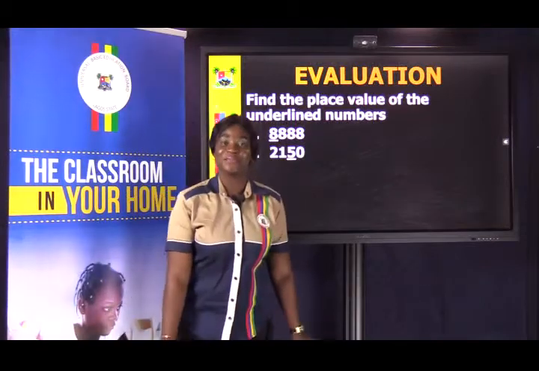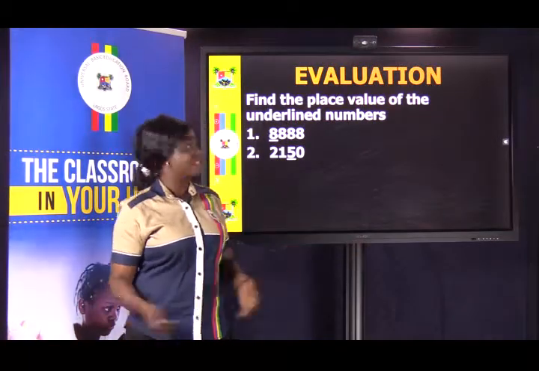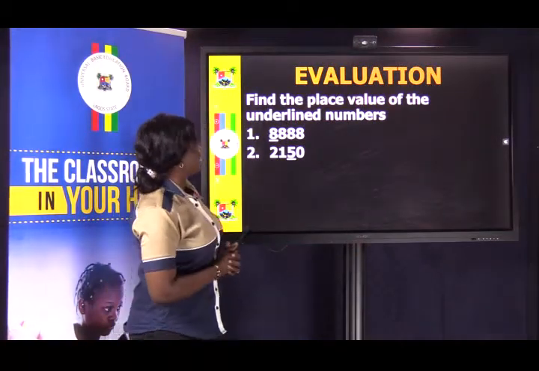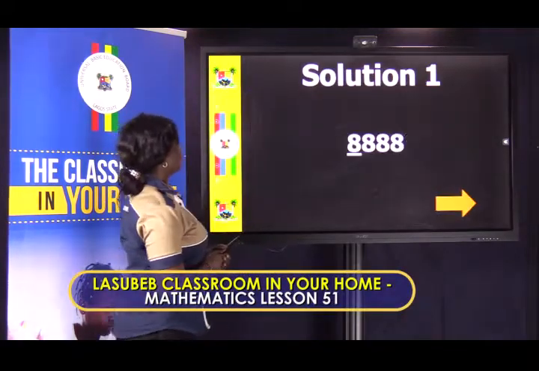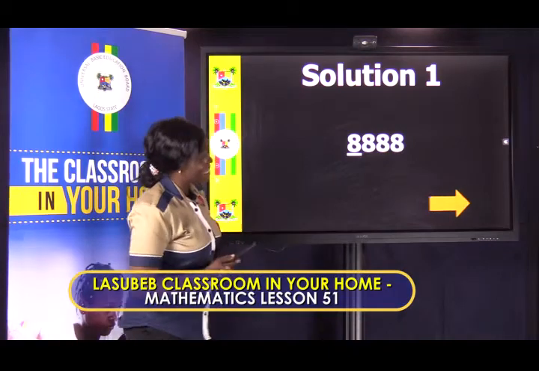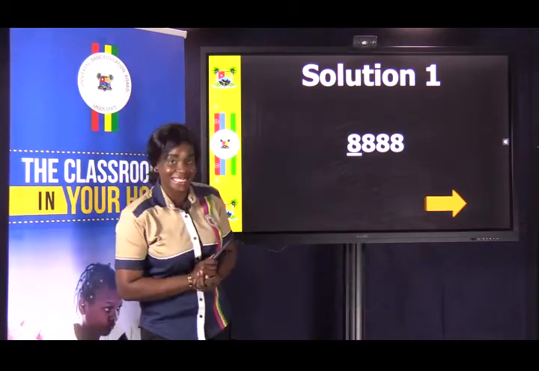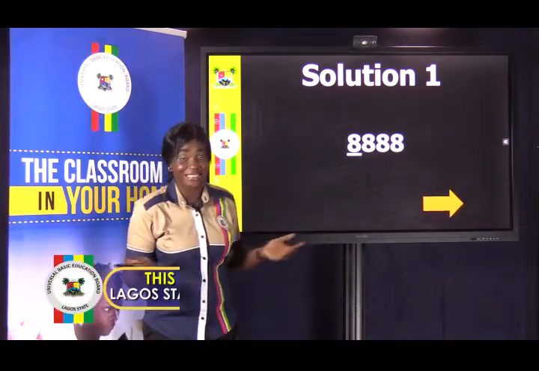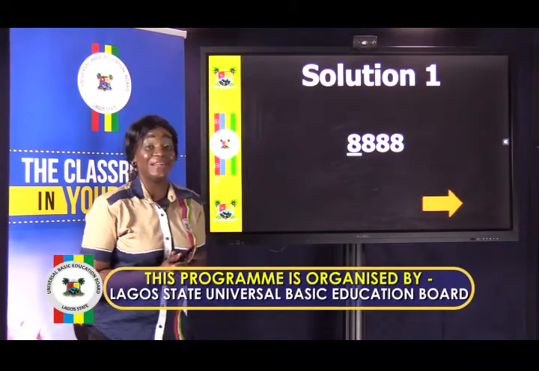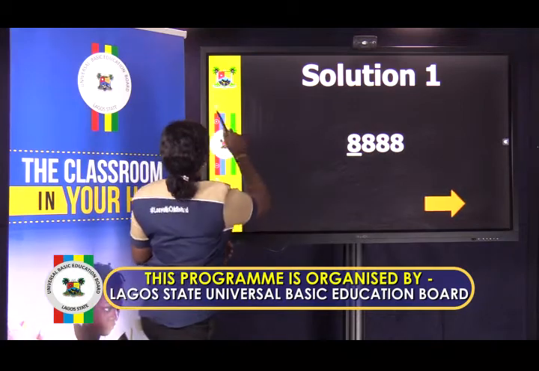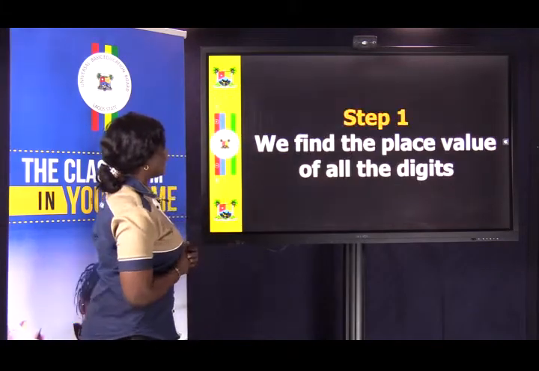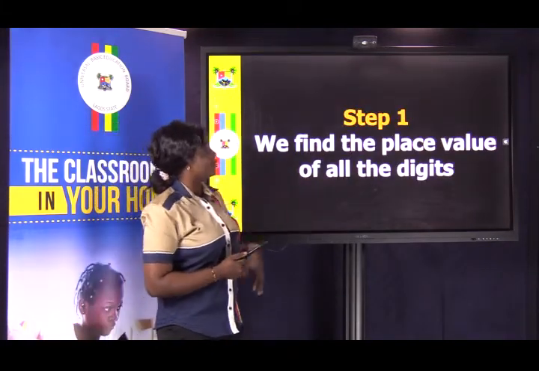Pens down, pens down. It's 1 minute and it's time up. Find the place value of the underlined numbers. Yes, solution, we have 8,888. We have the same numbers, but they are positioned differently under the number grid. So let's see where the underlined 8 is positioned. Find the place value of all the digits.